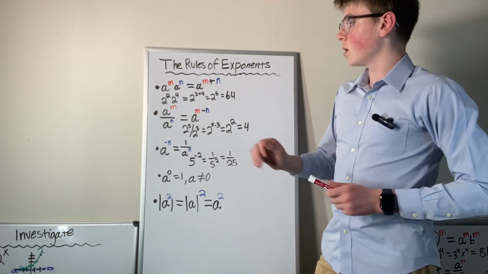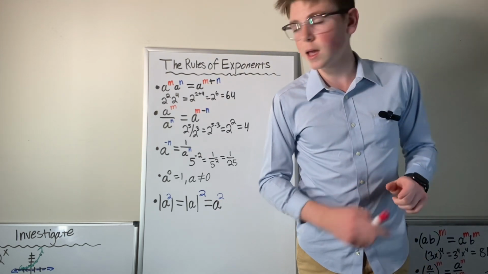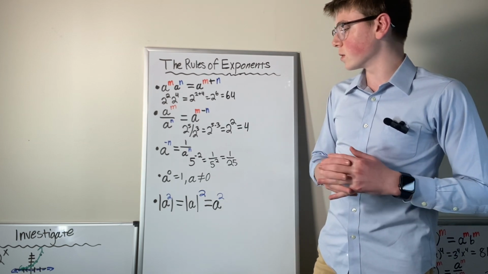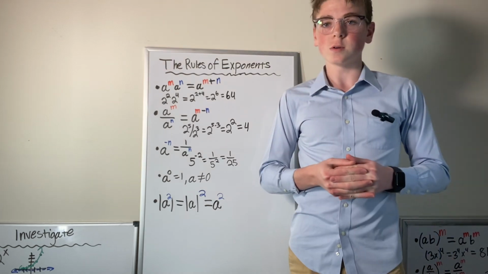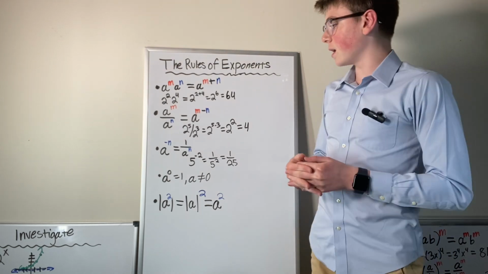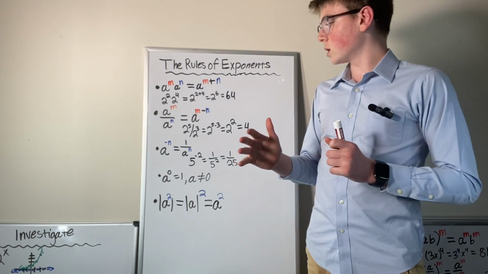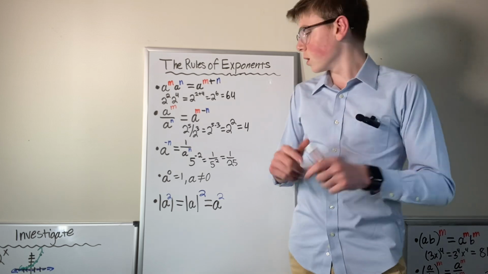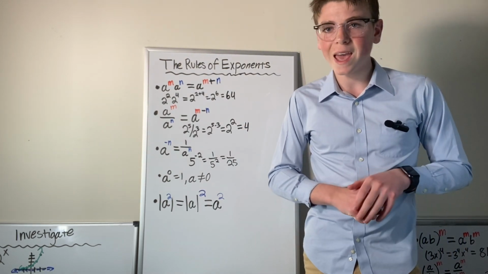So it checks out. a to the m divided by a to the n equals a to the m minus n. Very similar to the first one. So 2 to the 5th over 2 to the 3rd equals 2 to the 5 minus 3, equals 2 squared, equals 4. So we can check that again. 2 to the 5th: 2, 4, 8, 16, 32. 32 divided by 8 is 4. Boom, checks out again.